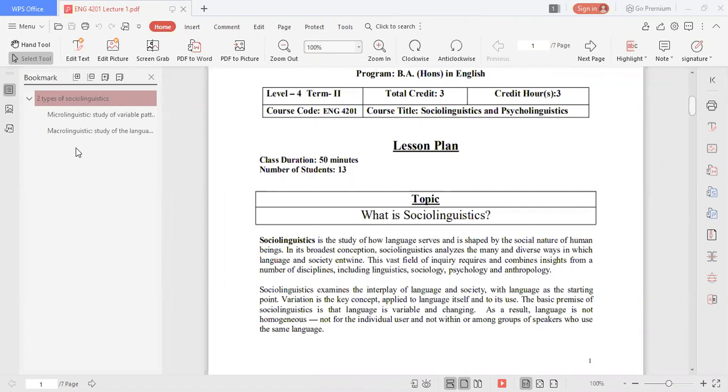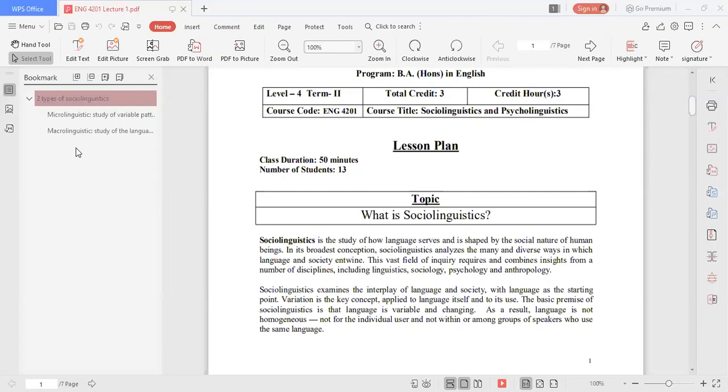Okay. So language is variable and changing. Can anyone explain it? What do you understand by language is variable and changing?